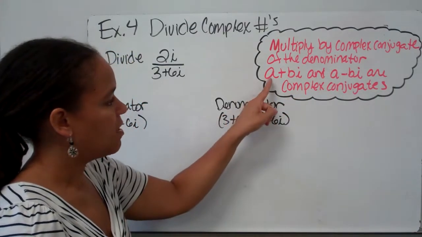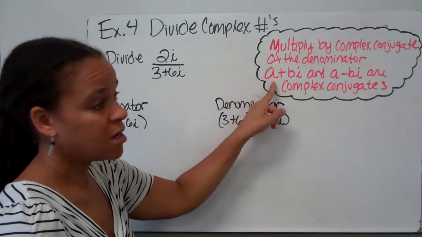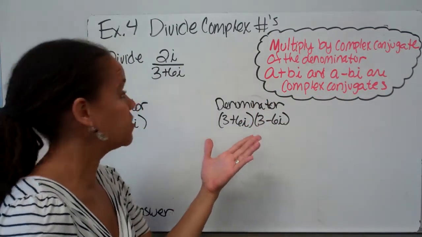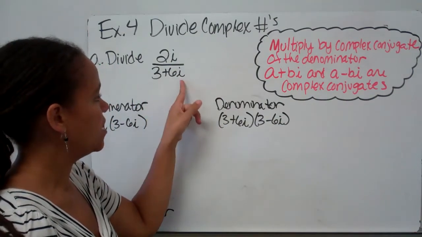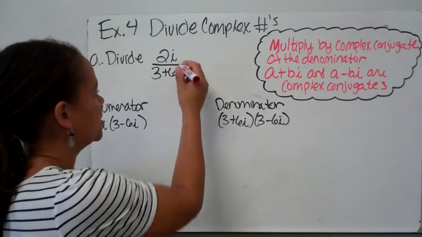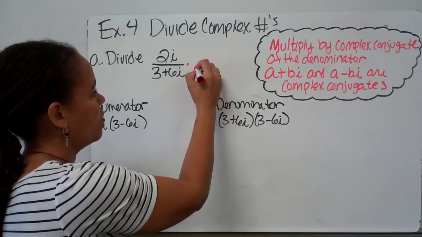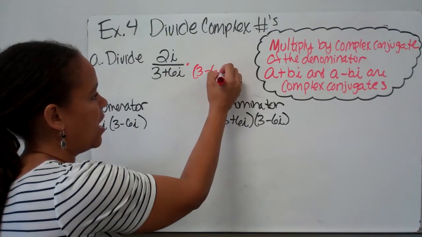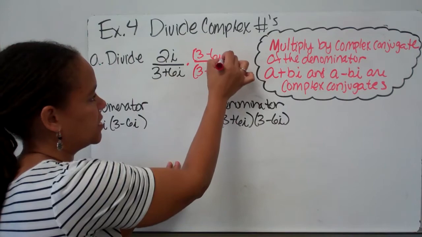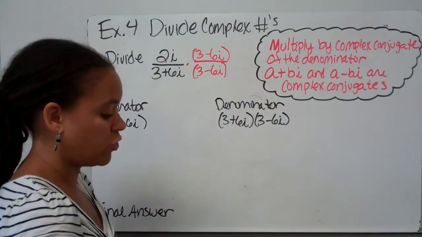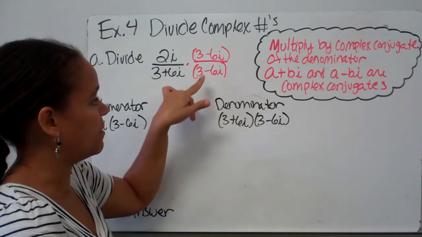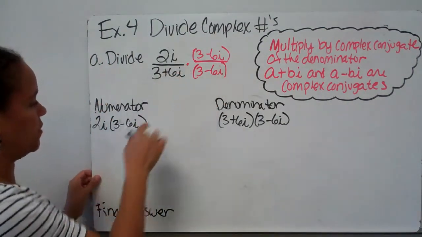What does that mean? If you have a denominator that's a binomial, a plus bi, a minus bi is the complex conjugate. So that means you just take the exact same binomial here and change the sign. So we're going to multiply this by 3 minus 6i over 3 minus 6i. And I'll show you why this works, but just understand this is the complex conjugate. Same thing, different sign.